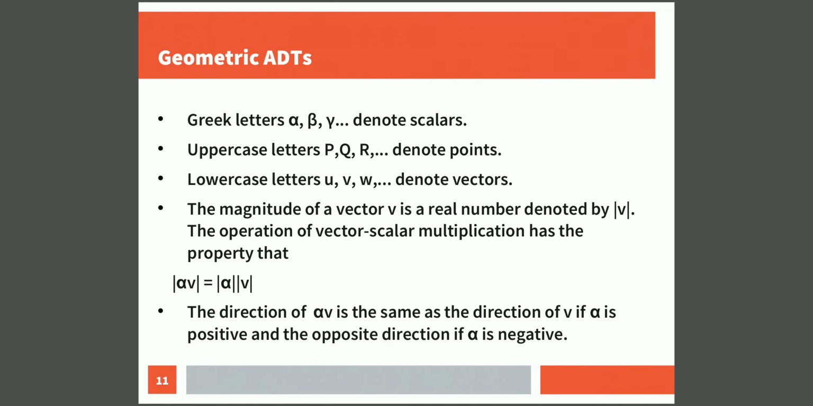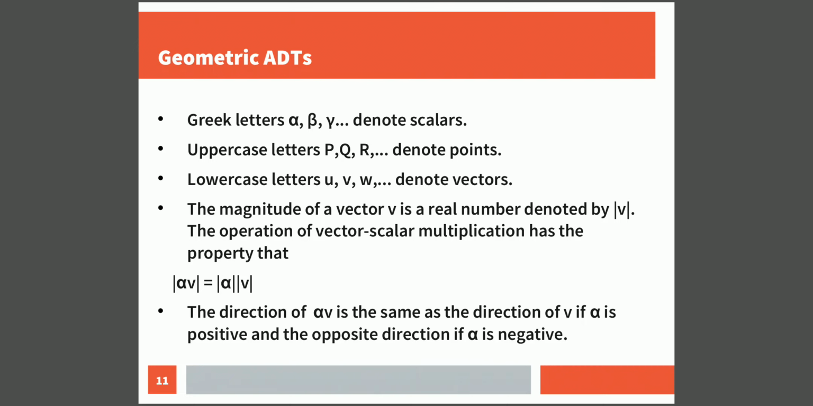Then when we consider these abstract data types as geometric abstract data types, we'll use Greek letters like alpha, beta and gamma to denote scalars, uppercase letters like P, Q and R to denote points, and lowercase letters like u, v and w to denote vectors. The magnitude of a vector v is nothing but the length of the vector v. If the length of a vector v is a real number, then it can be represented as modulus of v.